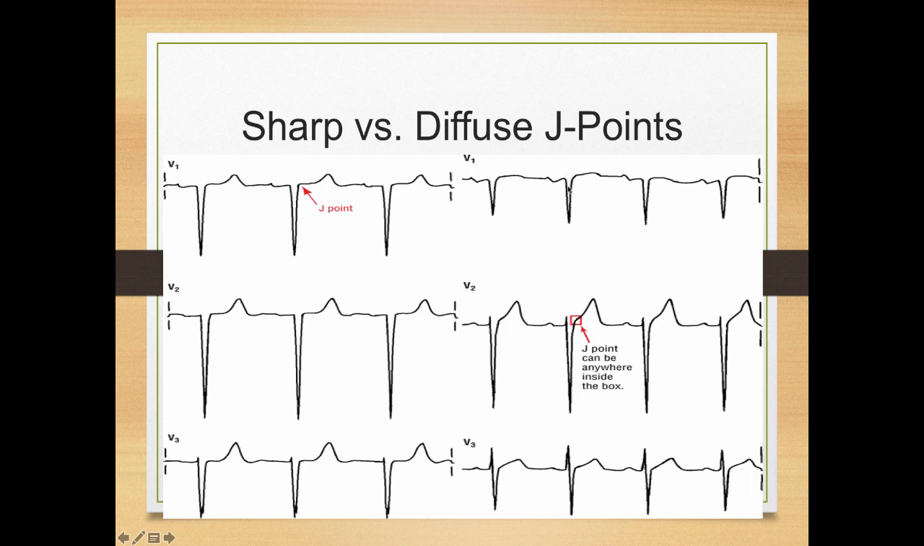The J point in these diffuse cases can be anywhere in this box. So where is the J point? Well, it's somewhere around here. Don't get frustrated. Just know that the J point might be sharp, or it might be diffuse, and you might not be able to really pinpoint it and put a little thumbtack into your J point.